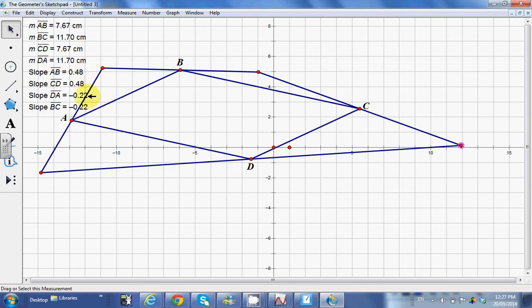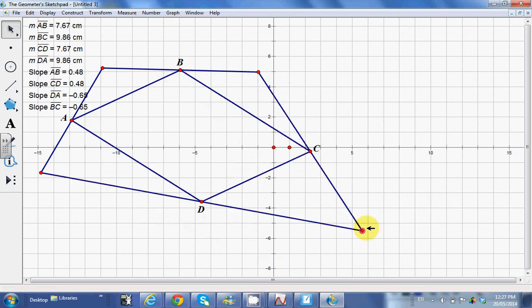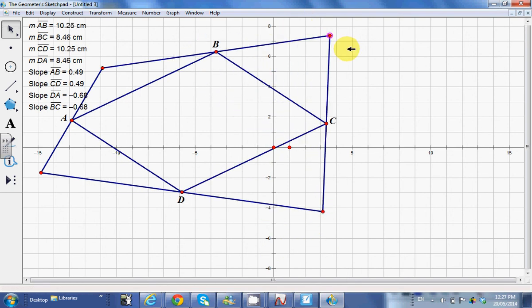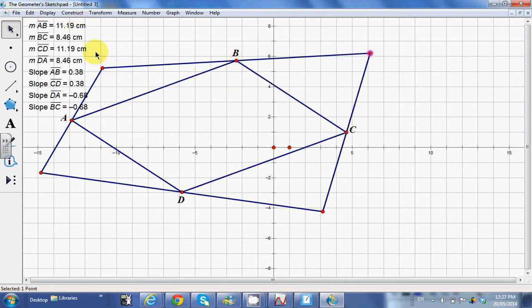Anytime you want to check, you can actually multiply the two slopes together, like 0.48 and negative 0.22. If it is ever equal to -1, that would tell me that's a 90 degree angle at B, or A or D or C. So kind of neat how we can drag this around. It doesn't matter what sort of quadrilateral we started with. We notice that the slopes are the same, as well as the lengths are the same. So it will always create a parallelogram.